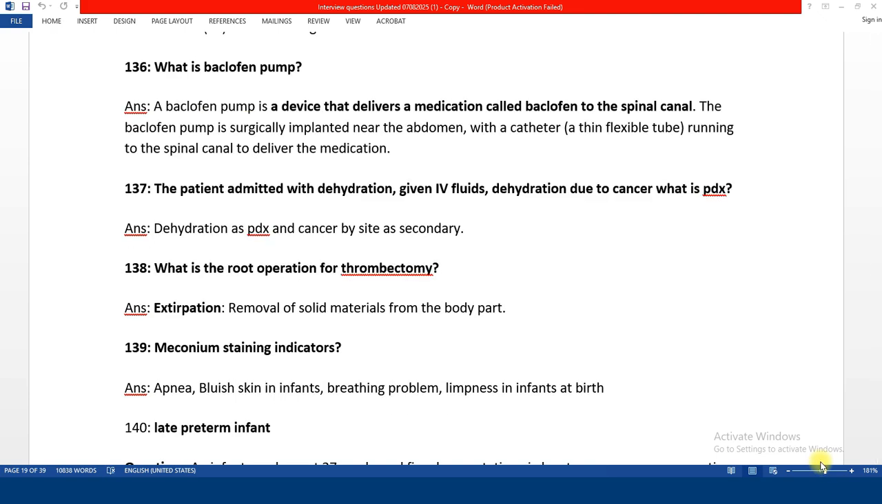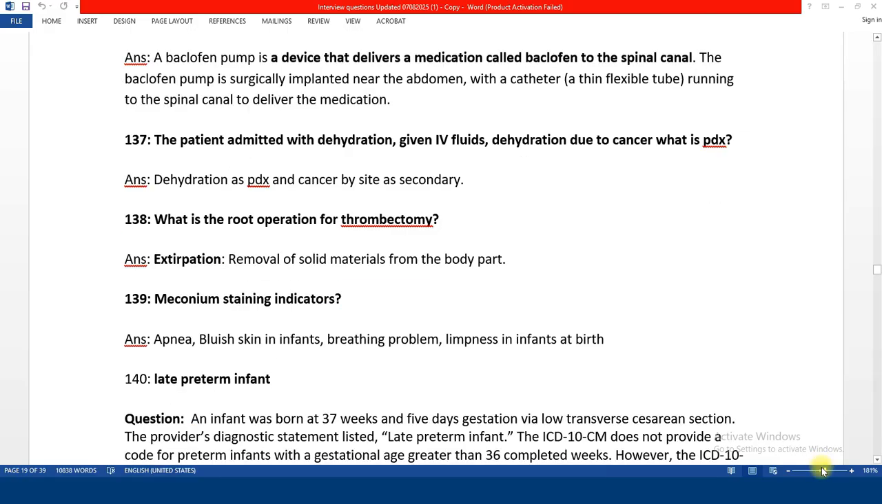What is a baclofen pump? Basically, a baclofen pump is a pain management pump. Most of the time the patient will have this baclofen pump inserted to reduce the pain. Using this pump, the patient will be administered medication in the form of liquid.